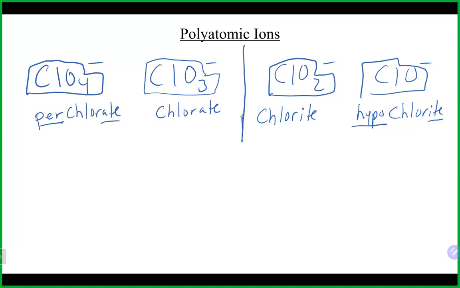So what is the deal here? Well, it doesn't really matter which halogen is in there. That is Cl, right? So it's chlorate. What do you think BrO3 minus would be?